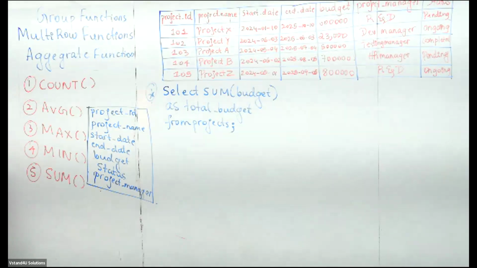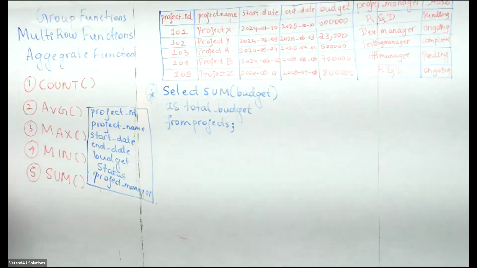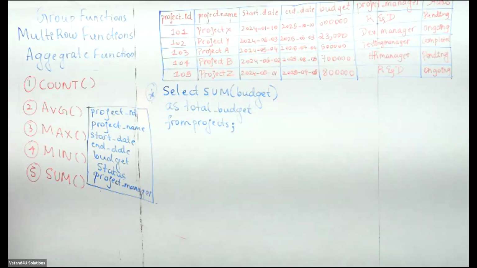You can use the function timestamp difference. If you do start date minus end date, you will get the total duration. Yes or no? Start date minus end date will give you the total duration of each project. Yes, but that is when you solve it mathematically: start date minus end date gives the total duration of the project.